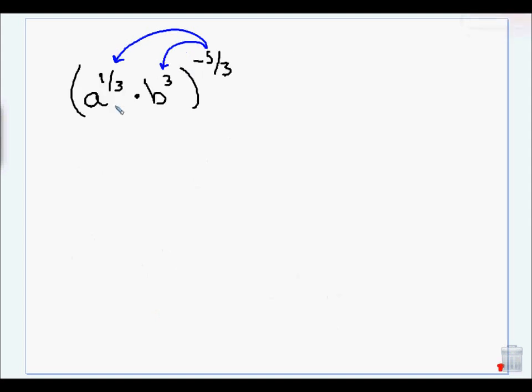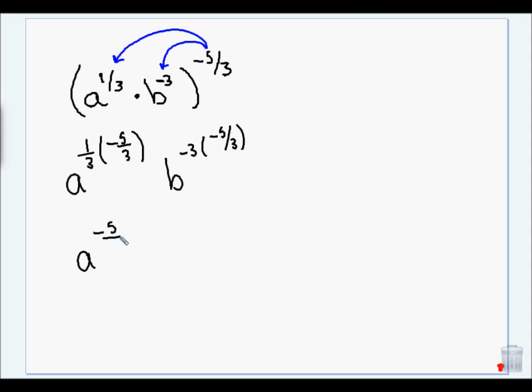Okay, so we're distributing a to the 1/3 times -5/3. Hey, just for fun, let's make that negative. And then I get b to the -3rd times -5/3. Here nothing will cancel, so I'm just going to multiply, and I get a to the -5/9.